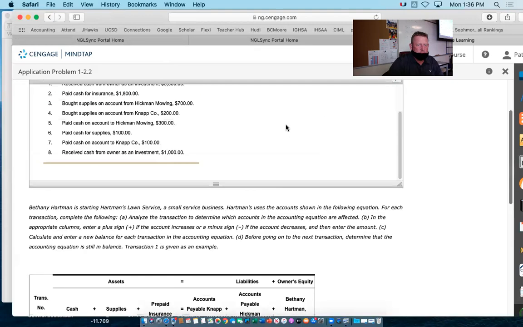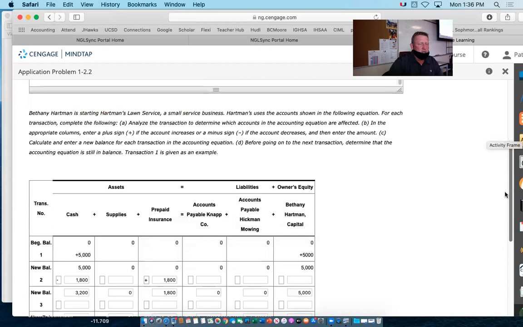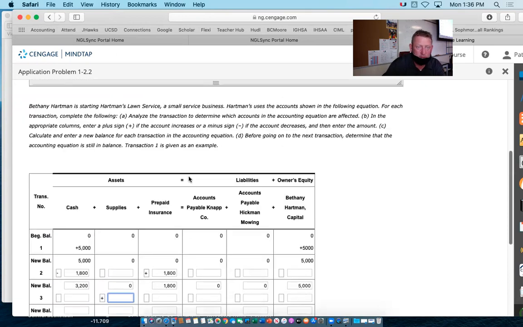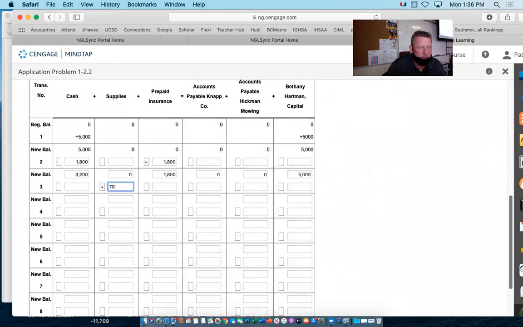So in the next transaction, bought supplies on account from Hickman Mowing, $700. Fantastic. Bought supplies on account. So what goes up? Supplies goes up. What did I say how much? $700. We bought $700 worth of supplies. We bought it from Hickman. So that means we increased a bill to $700 to Hickman Mowing.